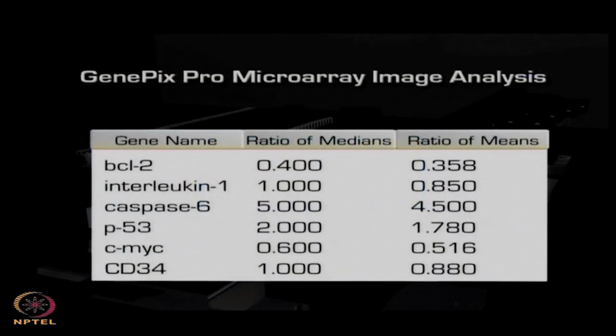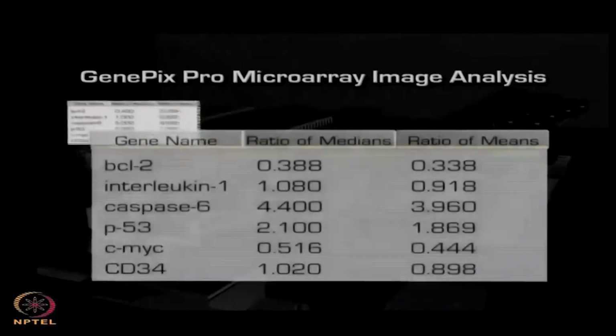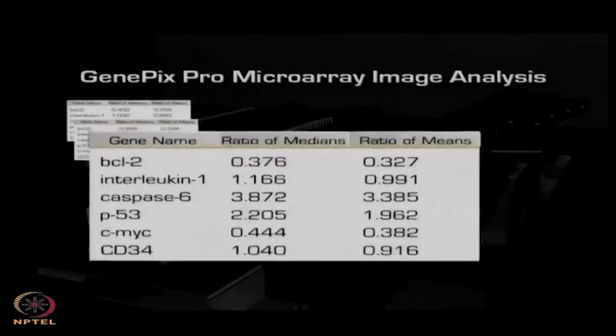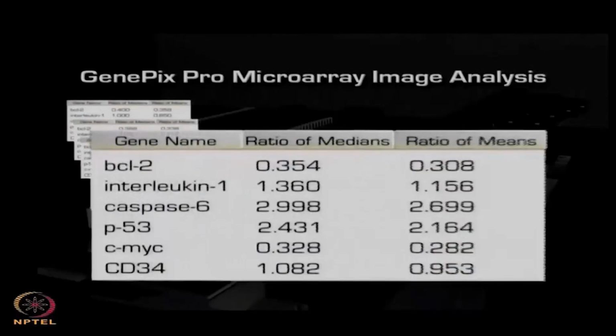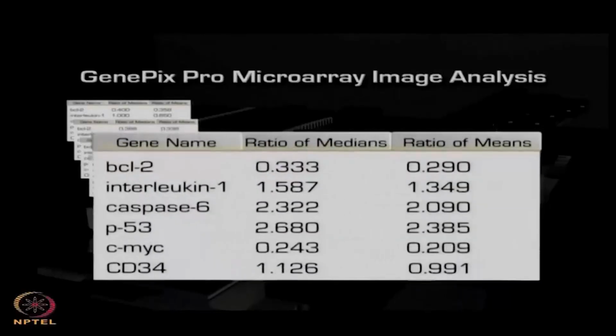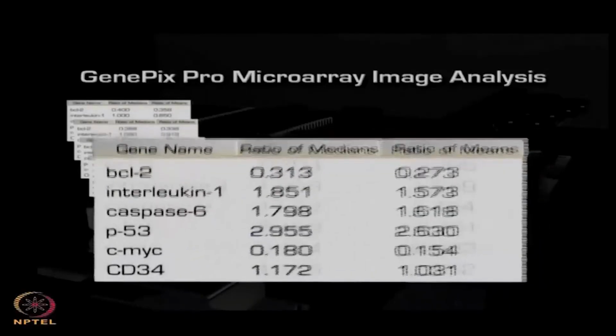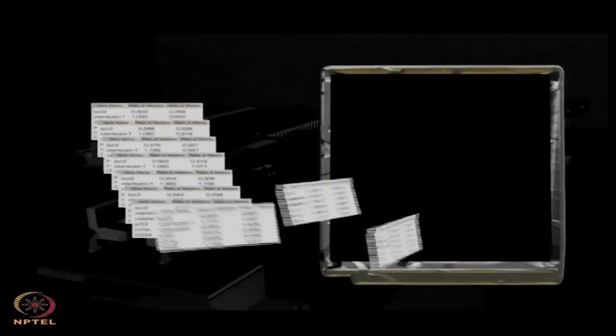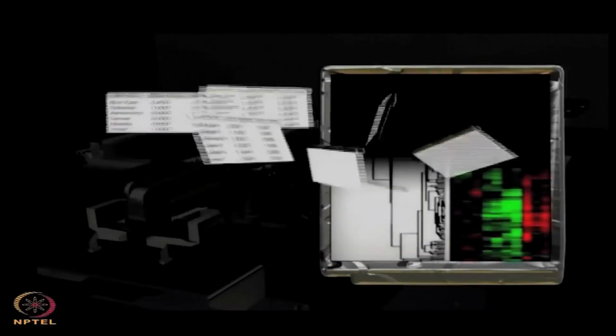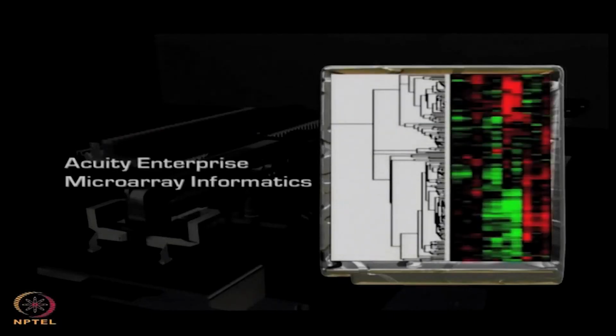GenePix Pro automatically finds the spots and calculates up to 108 different measurements for each spot. The results are saved as a GenePix Results or GPR file. GPR files can be saved automatically to the Acuity database for statistical analysis, clustering, and other advanced investigations.